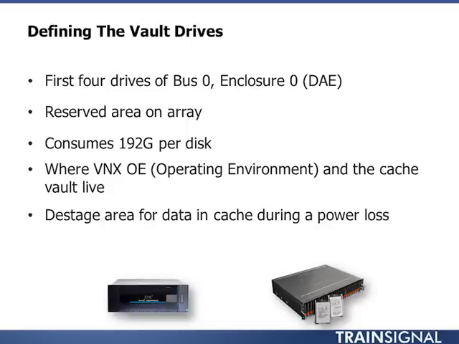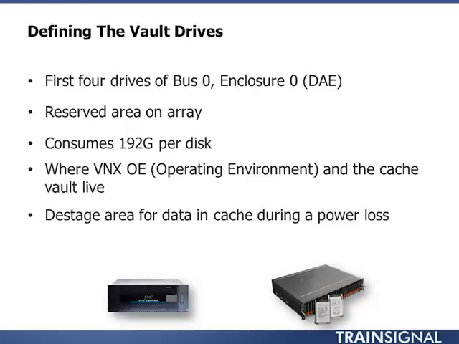Now on the higher end arrays, the 5700 and the 7500, where you have an SPE, the vault drives are not included in the SPE because there are no drives in the SPE. Right? Your first DAE is essentially DAE 0. It's enclosure 0. Your vault drives are going to be the first 4 drives in bus 0, enclosure 0 on the higher end arrays. This is an area reserved for the operating system. It's where VNX OE for block lives. It's also where the cache vault lives.